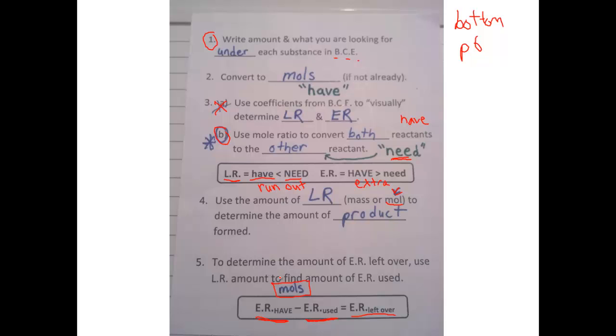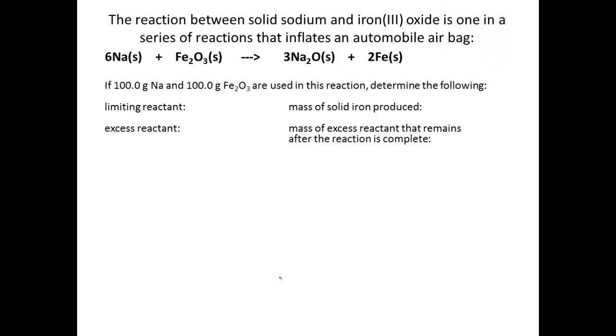So let's use this information to go through our problem at the top of page 8, number 24 in your notes, I believe is where this one is. So the reaction between sodium and iron 3 oxide is one that has a series of reactions that inflate an automobile bag. Sodium plus iron 3 oxide produces sodium oxide and iron. So the question is, if you have 100 grams of sodium and 100 grams of iron 3 oxide, determine the following.